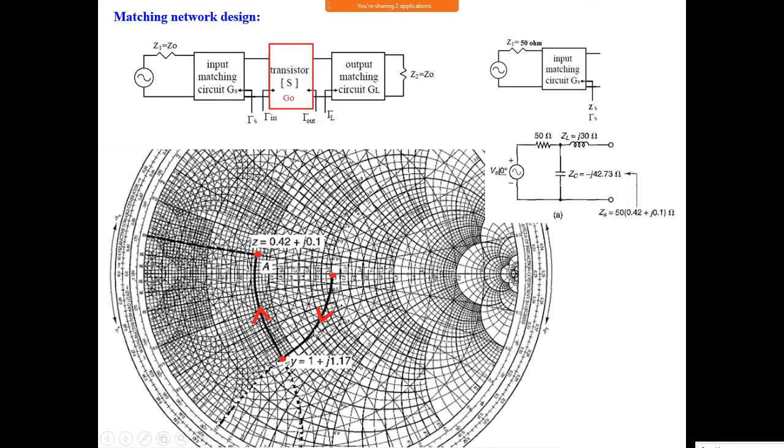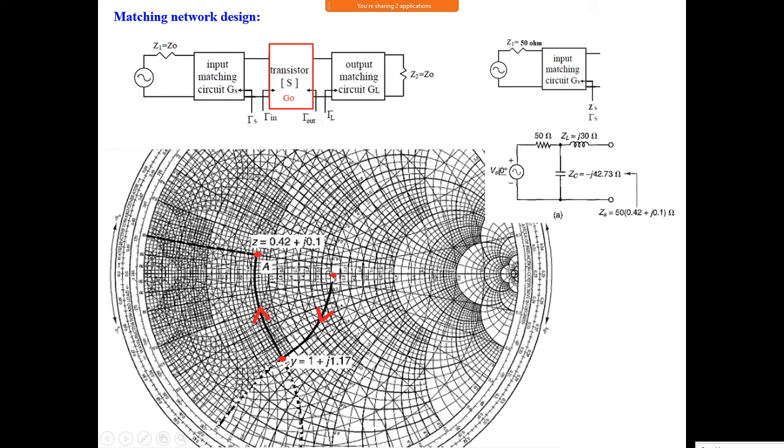It adds some value. What value does it add? Starting from here, you move like this to reach the resistance circle on which this point lies. So where do we have to stop? On the resistance circle which passes through our required impedance here. Start from here, and move like this.